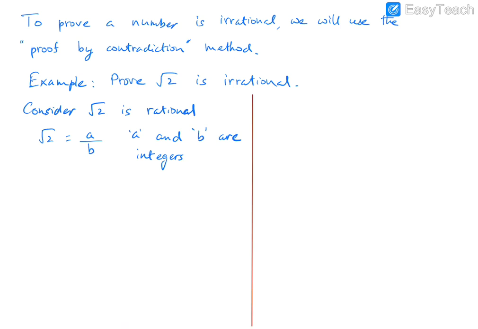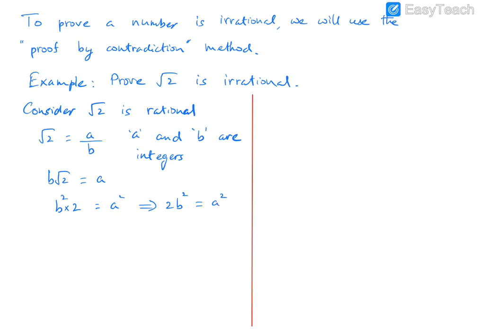So based on this, we can take the b to the other side, so we will get b root 2 equal to a. So b into root 2 is now equal to a, and then we can square this entire equation. So we'll get b square into root 2 into root 2, which is 2, equal to a square. So that's b square into 2 equal to a square, or we can rewrite that as 2b square equals a square.